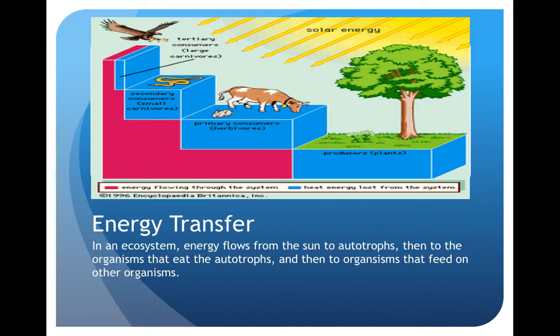Typically those are going to be your herbivores. And then we're going to have a secondary consumer who is then going to feed upon the primary consumer. And then lastly we'll have what's called a tertiary consumer, and they're going to feed upon other consumers. And so that's typically how the energy transfers from one level to the next. We have producers to primary consumer to secondary consumer to tertiary consumer.